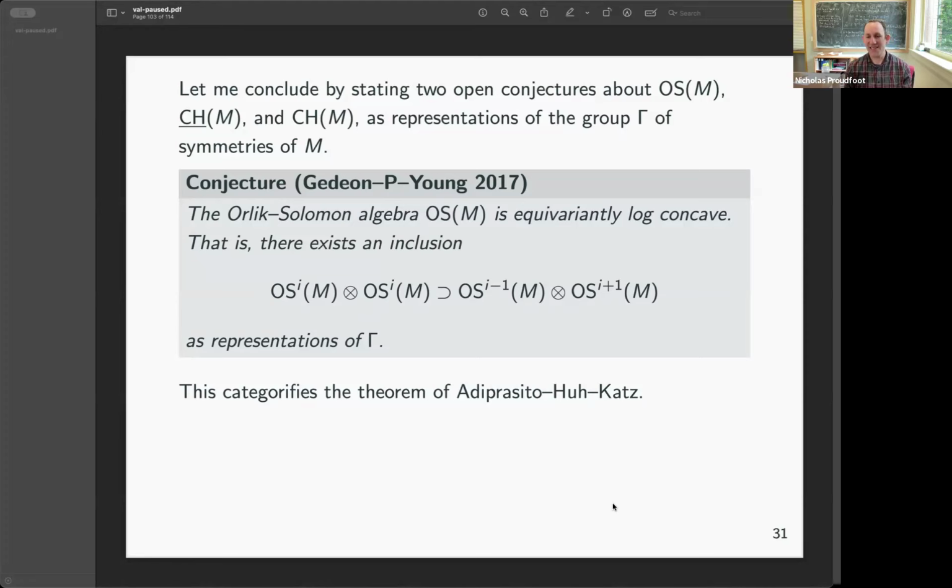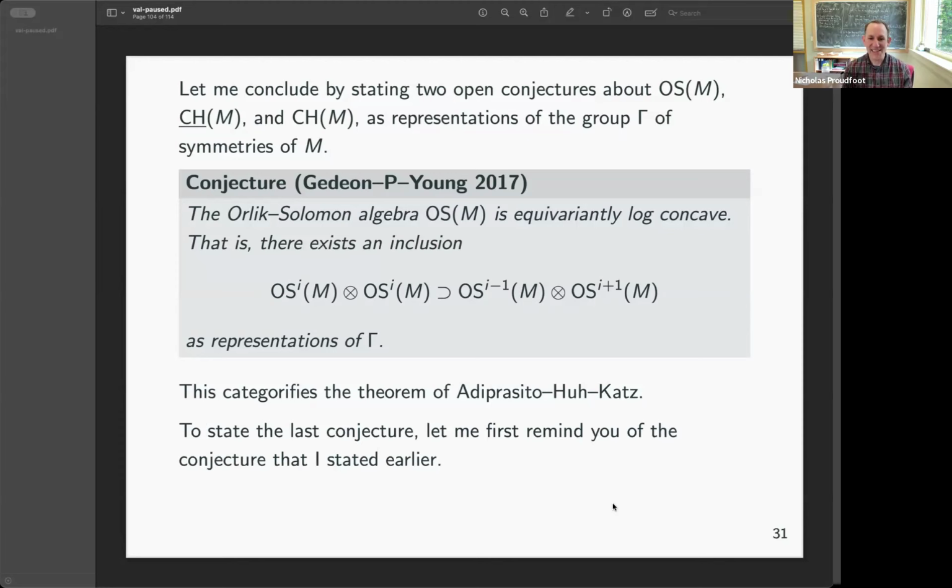This conjecture is a much richer conjecture. And it's not known, I mean, it's known for certain special cases, but it's unknown in many cases. For example, when M is the braid matroid, so the Orlik-Solomon algebra of M is the cohomology of configuration space of n points in C, which is acted on by S_n. So even in that case, this is not known.